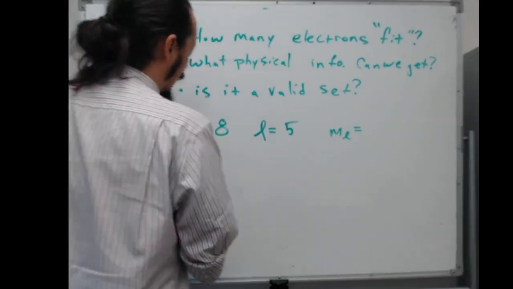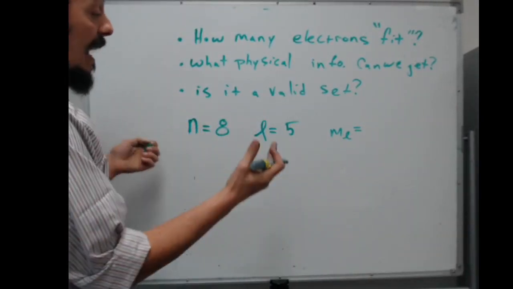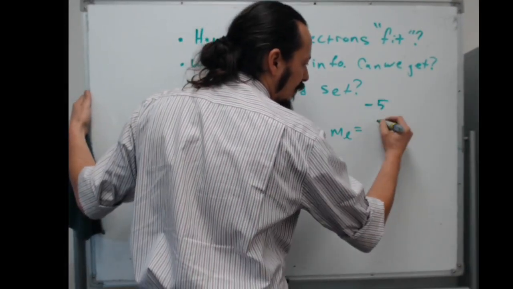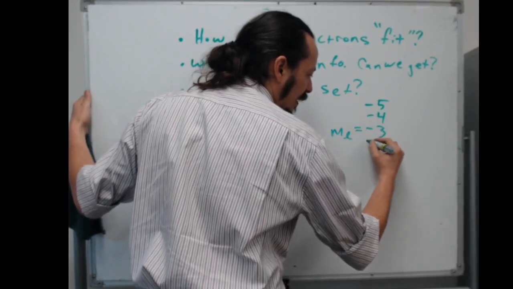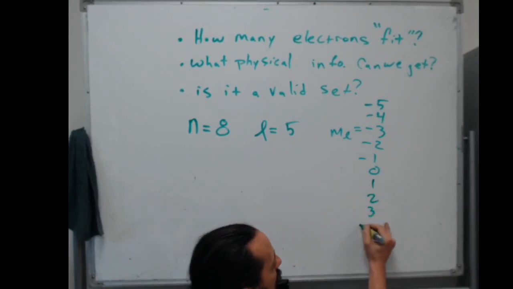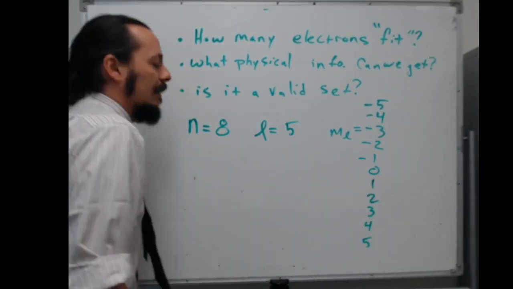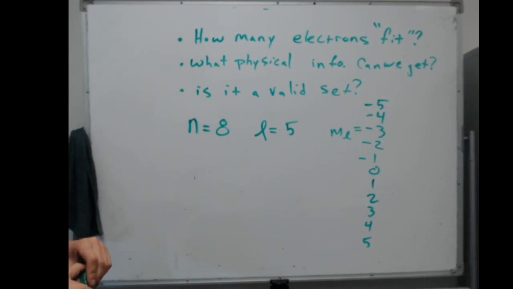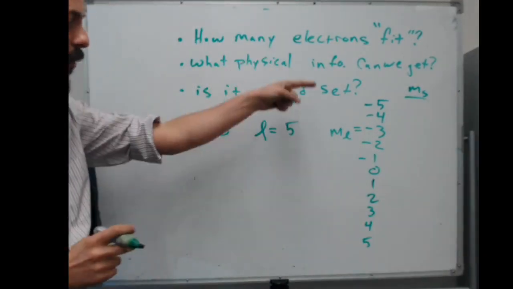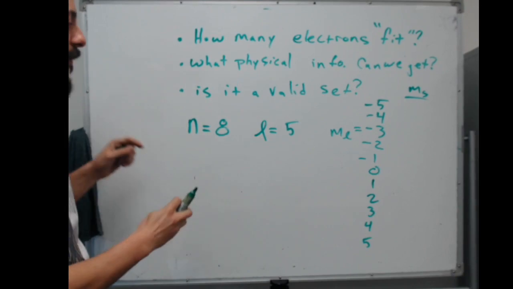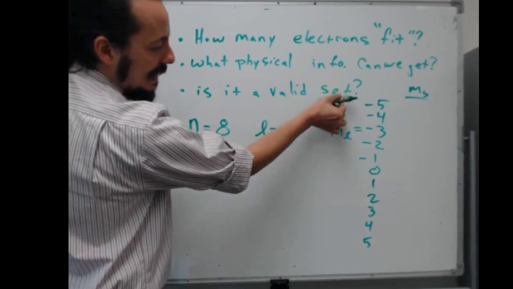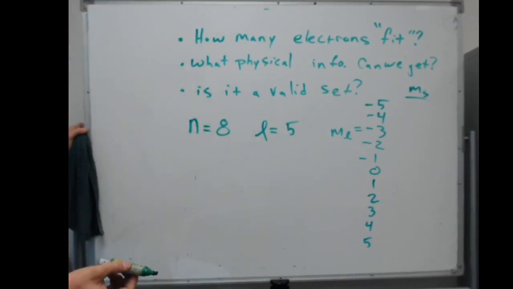So in this case, we have 11 possibilities. We can be -5, -4, -3, -2, -1, 0, 1, 2, 3, 4, 5. Holy moly, that's a lot. Those would all be valid choices. If n equals 8 and L equals 5, notice this gives us our subshell designation, we'd end up with 11 possible orbitals that would all be valid.